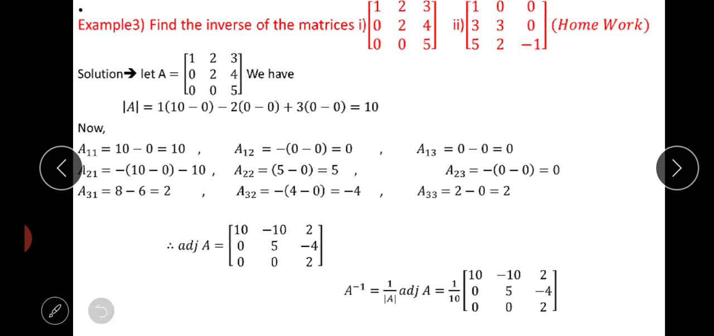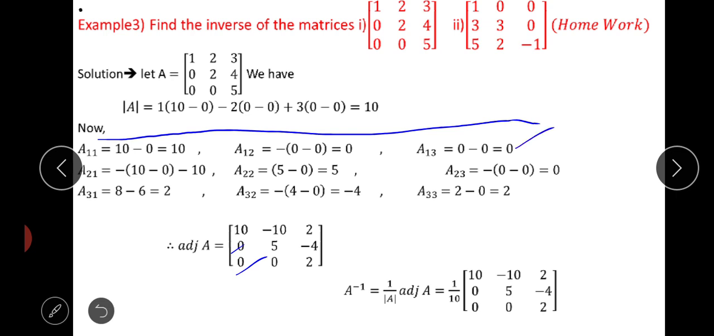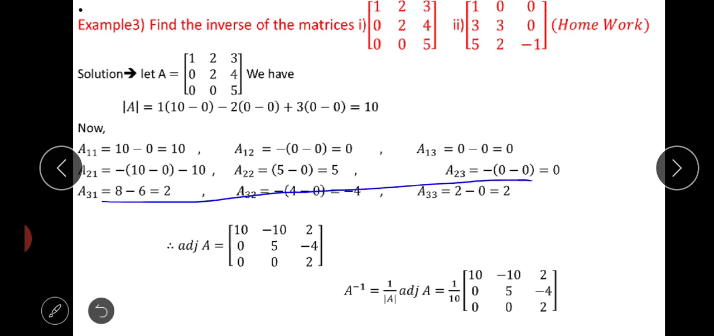Then you have to find the adjoint of A. The adjoint of A is obtained by converting the first row to the first column. So the adjoint of A has first column 10, 0, 0. I am converting rows to columns. Then the second row changes to the second column: minus 10, 5, 0. Then the third row changes to the third column: 2, minus 4, and the third element is 2.